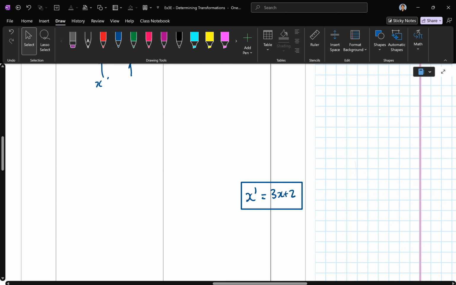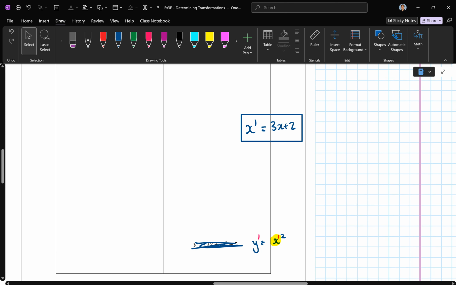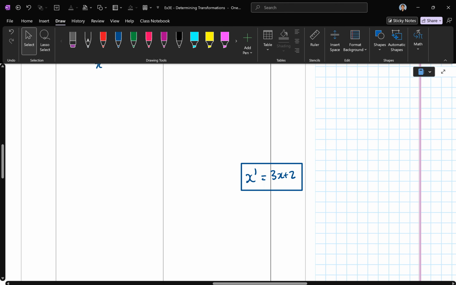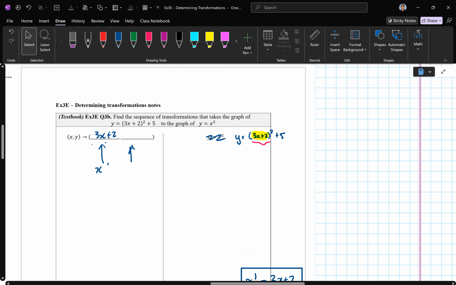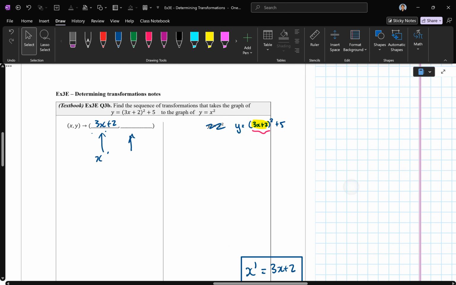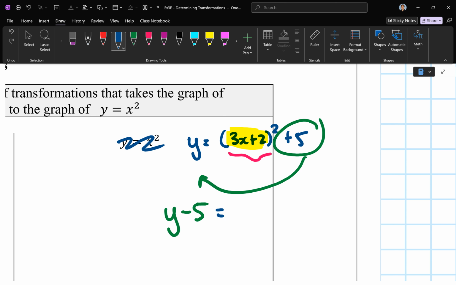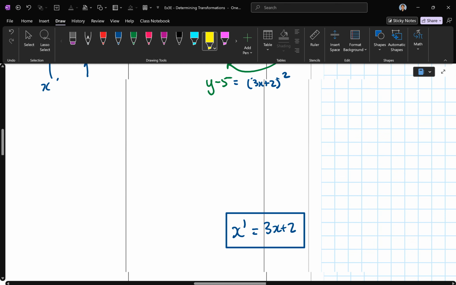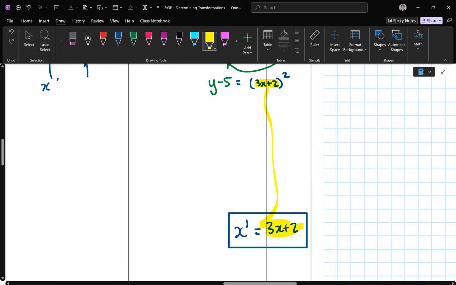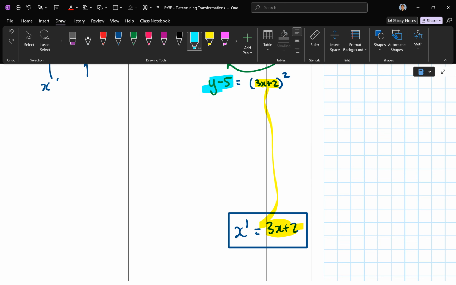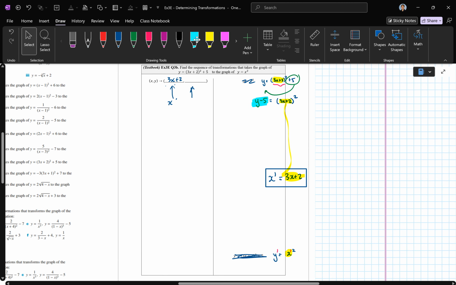All right? And then let's see if this one requires some transformations here. So I need to go y dash. I need to get it back to original y. So you can see here, the original y, there's that extra plus 5. So I need to bring the plus 5 back. So here we have y minus 5 is equal to 3x plus 2 squared. And I've already got the x sorted. So the x's have been here. I figured that one out. But what I now need to compare is y, original y minus 5, is being replaced with y dash. You see what I'm doing there?